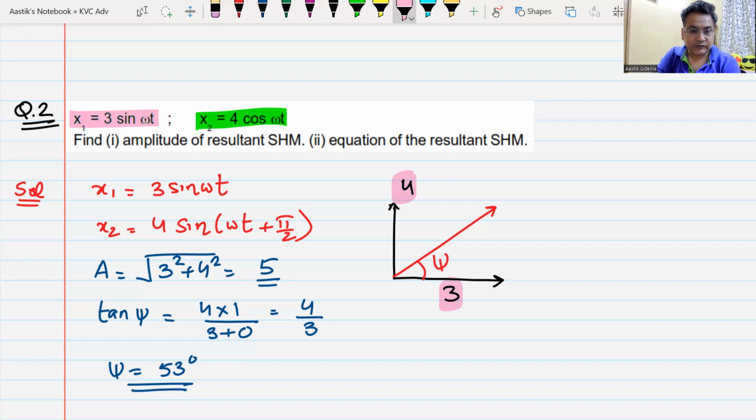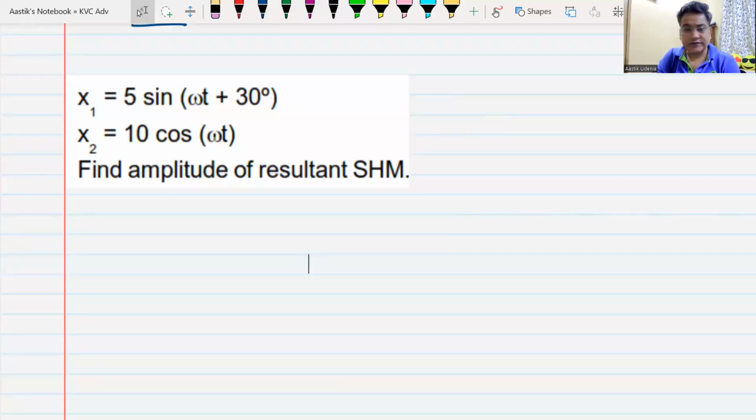Okay. Can I give you the next one? Yes, sir. So here comes the next one. x1 is 5 sine of omega t plus 30 degrees, x2 is 10 cos omega t. Find the resultant of SHM. I'll give you 2 minutes to solve this.